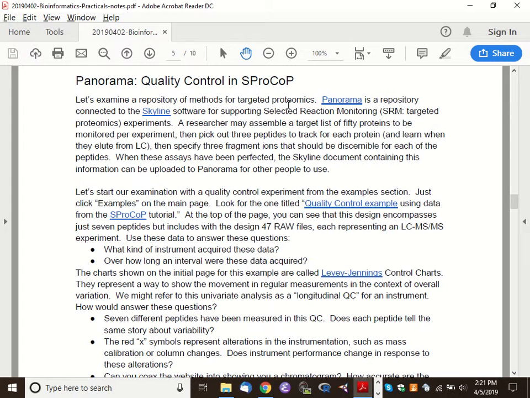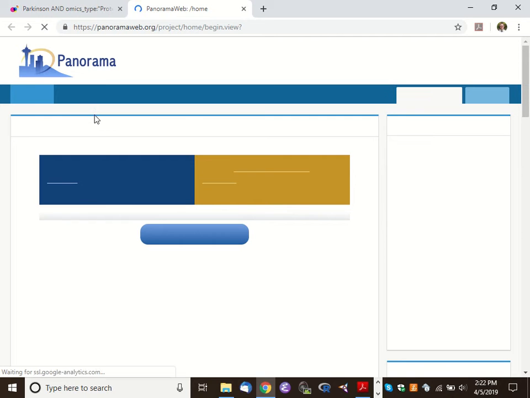A method that we frequently use for that purpose is called selected reaction monitoring, and one of the most popular tools for creating SRM experiments or for analyzing SRM experiments is called Skyline. So Skyline has become so popular that it has its own repository now called Panorama. You can kind of see how these terms go together. The Skyline of Seattle, the Panorama of Seattle.